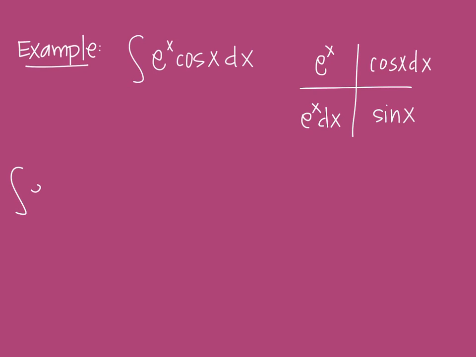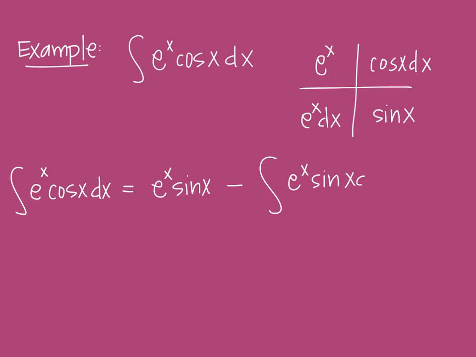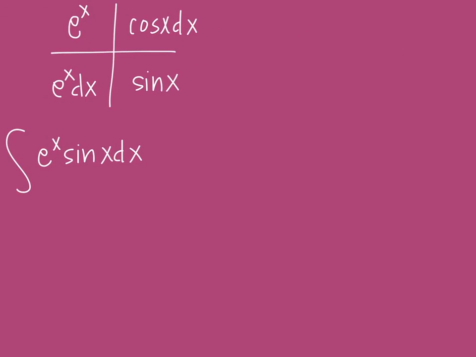So here's the original question. The integral of e to the x cos x dx equals, we combine the diagonals. I have e to the x sine x. I subtract the integral, which would be e to the x sine x dx. I've got an exponential and a trig again. Okay, all right. Do it again.